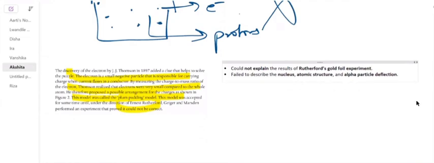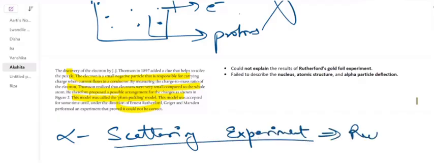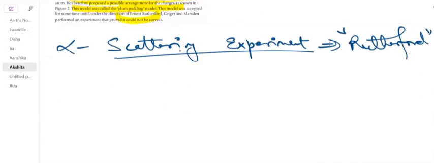After this, we have the alpha scattering experiment. Do you know what that is? The particles were sent through a sheet like a gold wrapper. It is given by whom? Rutherford. Gold foil.